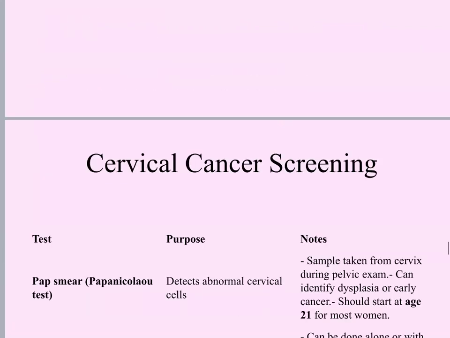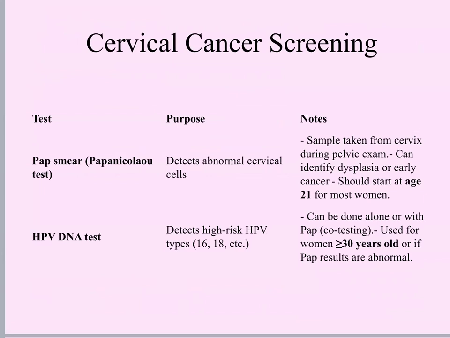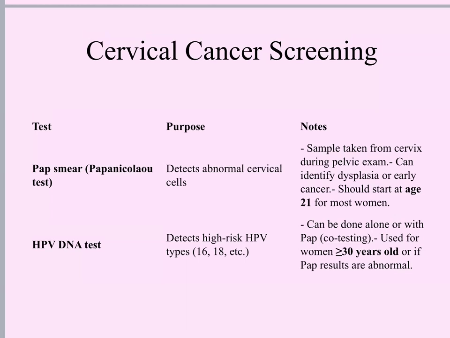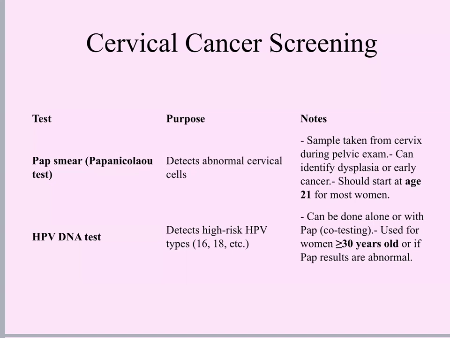And here's just a little table of some cervical cancer screenings. So, we have the pap smear, which I'm not going to say that long word that pap smear is a nickname for, but the purpose of a pap smear is to detect abnormal cervical cells. And that sample is taken from the cervix during the pelvic exam. It identifies dysplasia or early cancer, and it should start at age 21 for most women.